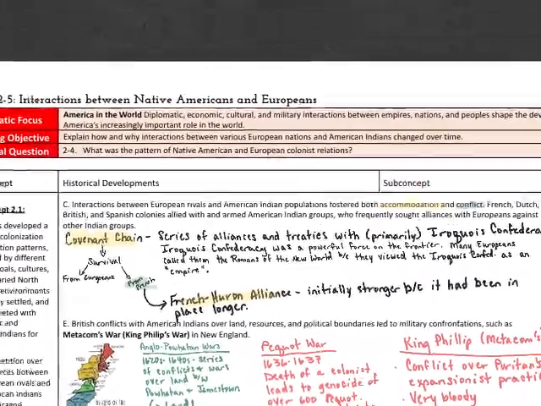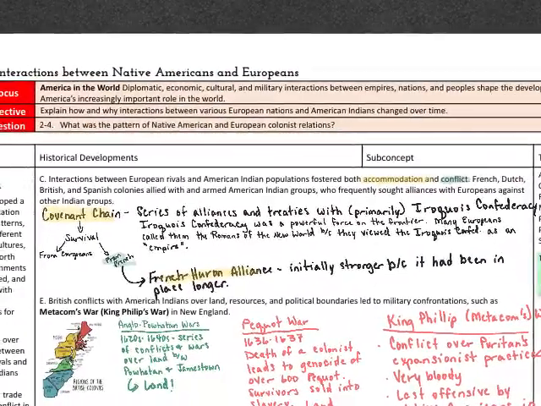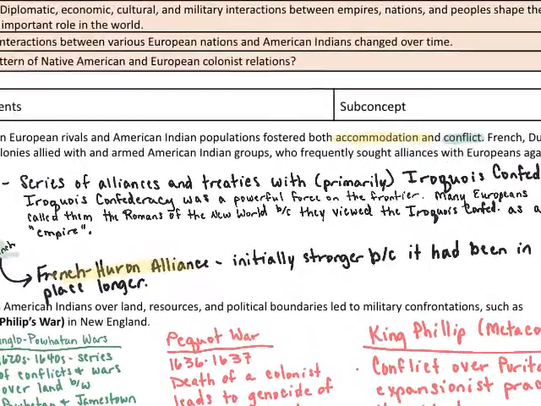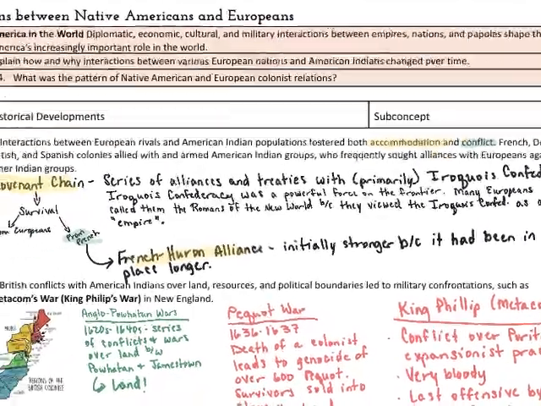Okay, so first I'm going to talk about alliances, and there are two alliances that I want you to remember. The first is the Covenant Chain. The Covenant Chain was a series of alliances and agreements, primarily between the Iroquois Confederacy and British colonists and British colonial governments. The Iroquois Confederacy was a powerful force on the frontier, and many Europeans, in fact, called them the Romans of the New World because they viewed the Confederacy as almost like an empire. So they're certainly viewing it through their lens.